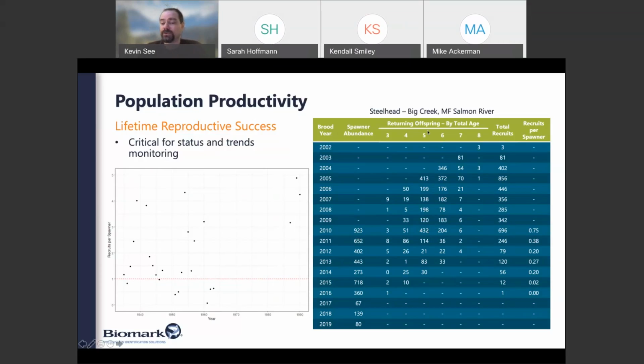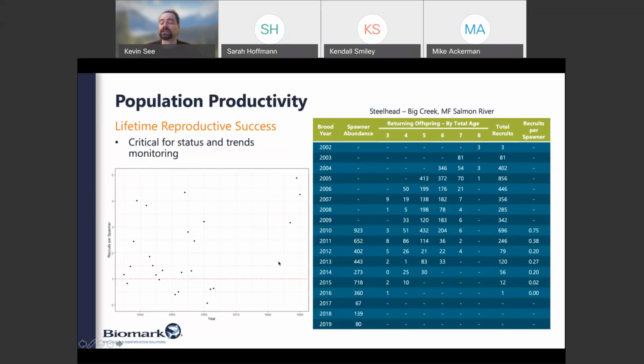All the fish that were 5 years old, well, they came from a brood year back here in 2005, right? And so you kind of work backwards like that. And then you can compile after a number of years. Here's all the recruits that managed to make it back to Big Creek from the spawn year of 2011. And so you can look at how many recruits per how many spawners were there that year, and you can generate a recruits per spawner number.